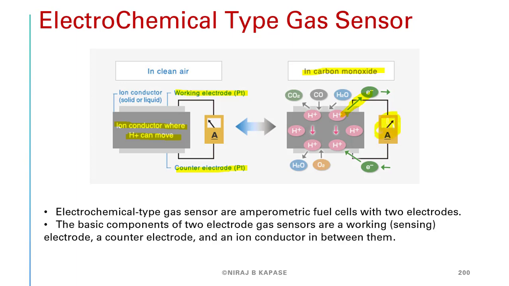The basic components of a two-electrode gas sensor are the working or sensing electrode, the counter electrode, and the ion conductor in between them. So this is about the electrochemical type of gas sensor.